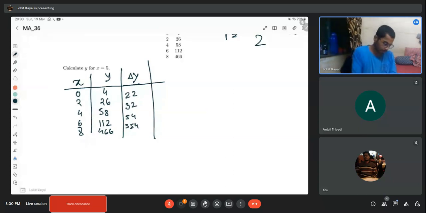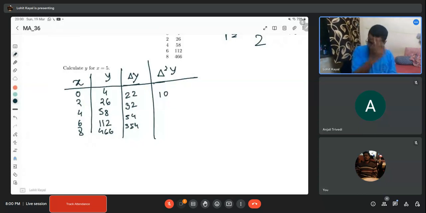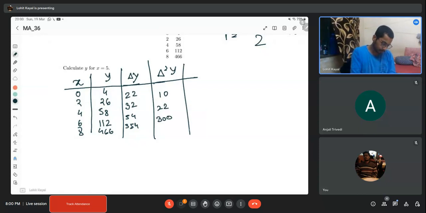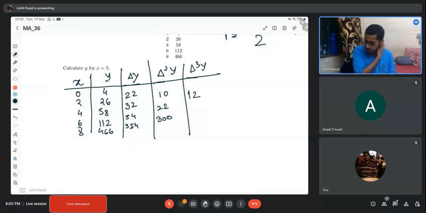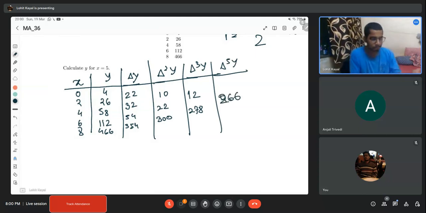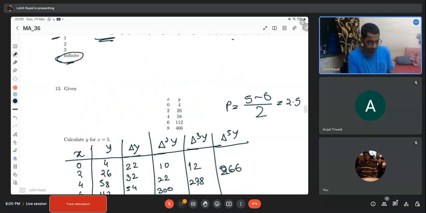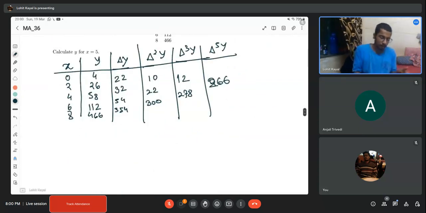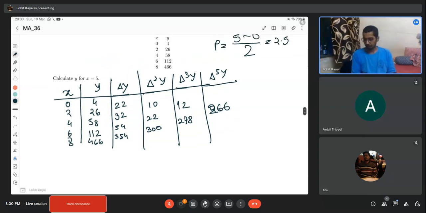54. Now your delta square y will be 10, 22, 300. Delta cube y will be 12, 278. Delta to the power 5y will be equal to 266. Right, so now I just need to put this into the formula.